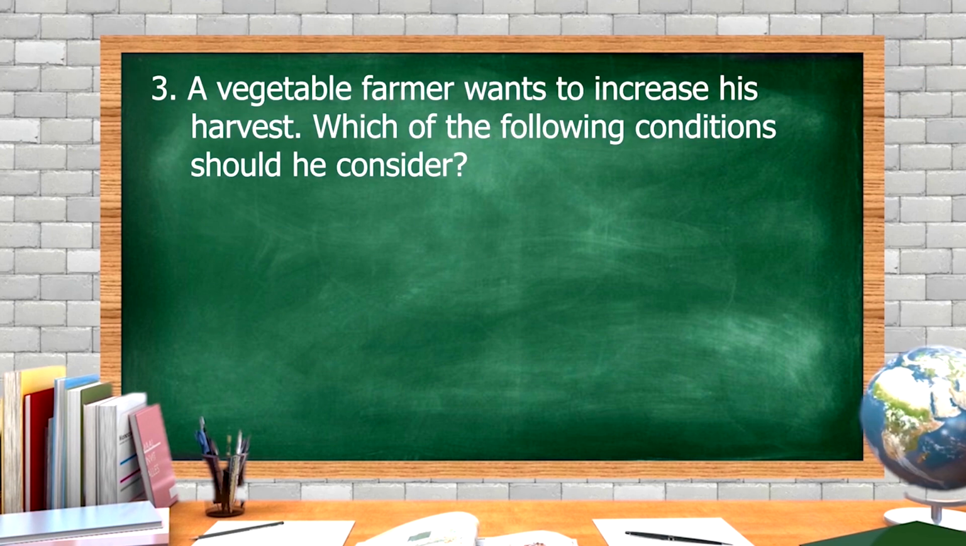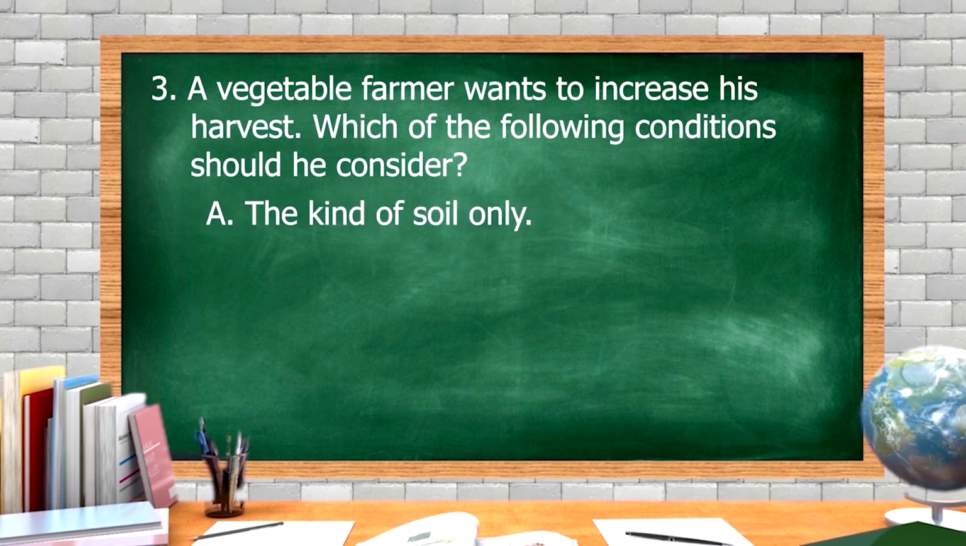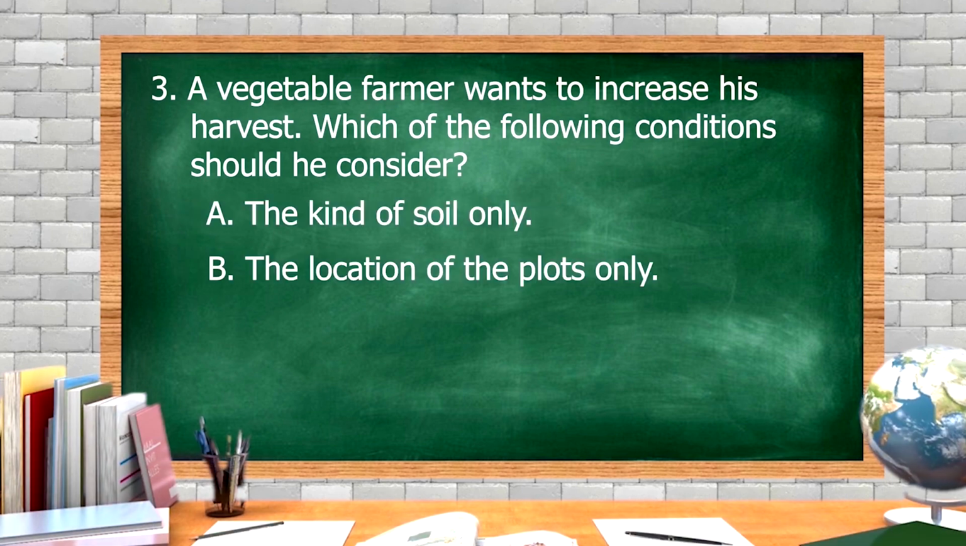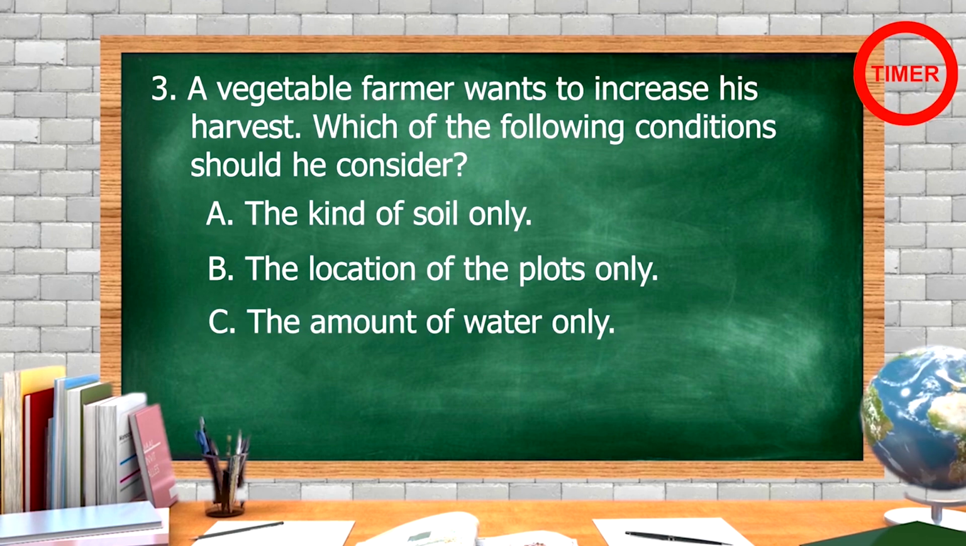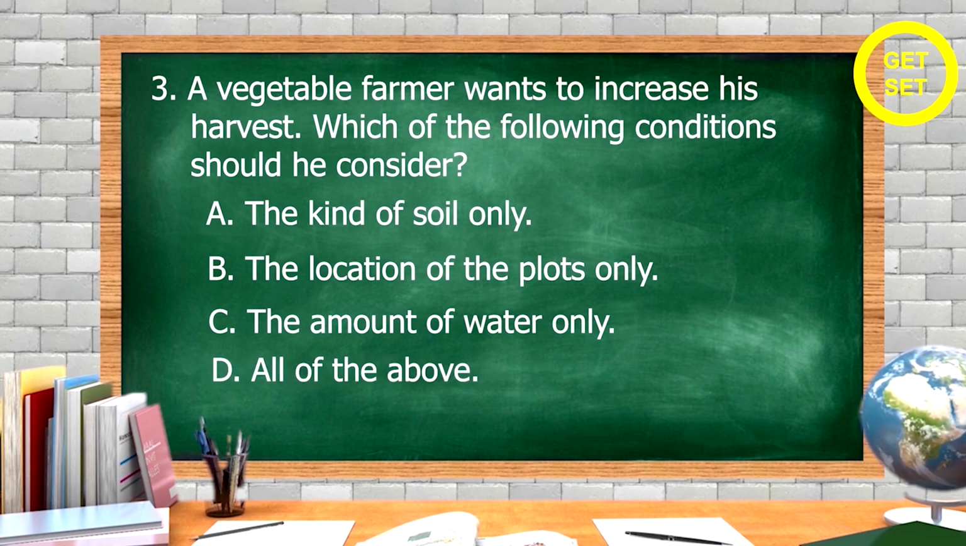Question 3. A vegetable farmer wants to increase his harvest. Which of the following conditions should he consider? A. The kind of soil only. B. The location of the plots only. C. The amount of water only. D. All of the above.